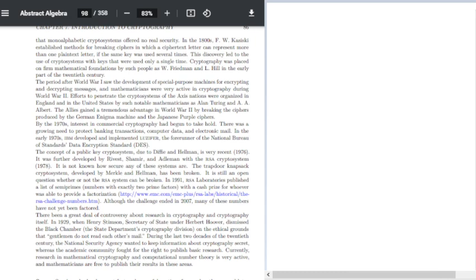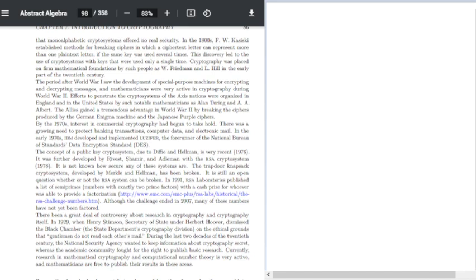In the early 1970s, IBM developed and implemented Lucifer, the forerunner of the National Bureau of Standards Data Encryption Standard, or the DES. The concept of a public key crypto system, due to Diffie and Hellman, is very recent, in 1976. It was further developed by Rivest, Shamir, and Adleman with the RSA crypto system in 1978. It is not known how secure any of these systems are. The trapdoor knapsack crypto system, developed by Merkle and Hellman, has been broken. It is still an open question whether or not RSA systems can be broken.